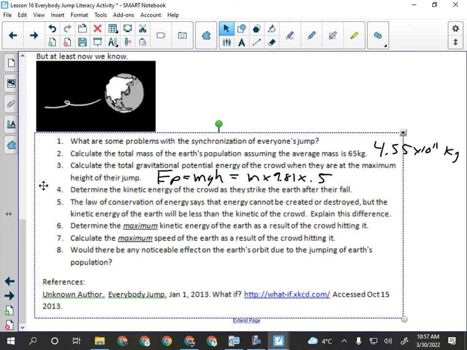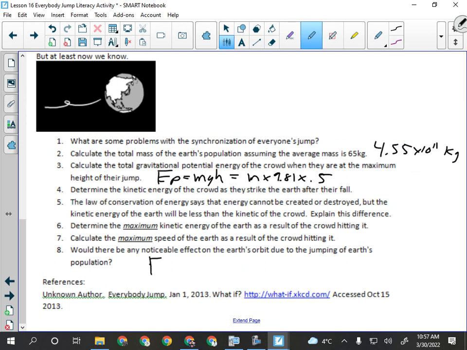Okay, determine the maximum kinetic energy of the earth as a result of the crowd hitting it. Would it also be that number? Yeah. Assuming everything was perfect and the earth was a rigid ball, yes. Okay, and we're going to make that assumption. All right, calculate the maximum speed of the earth as a result of the crowd hitting it.